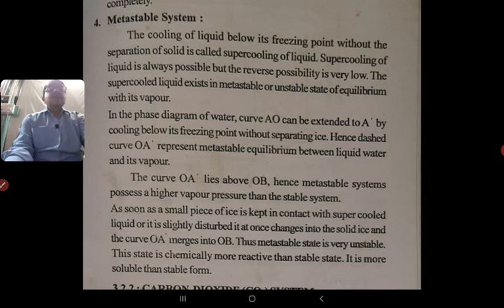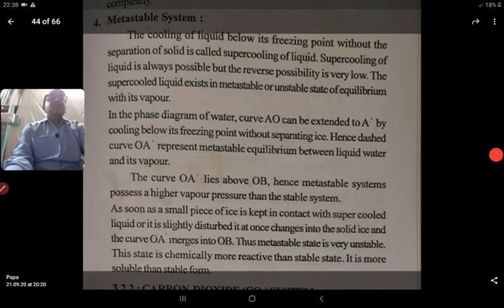So the metastable condition is one of the possibilities beyond the normal stable curves shown in the figure. Up to this is the one component system, the water system.